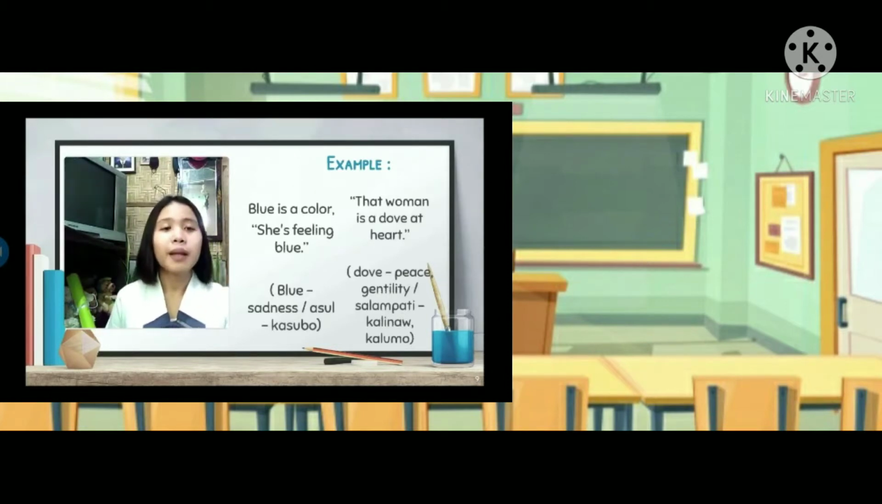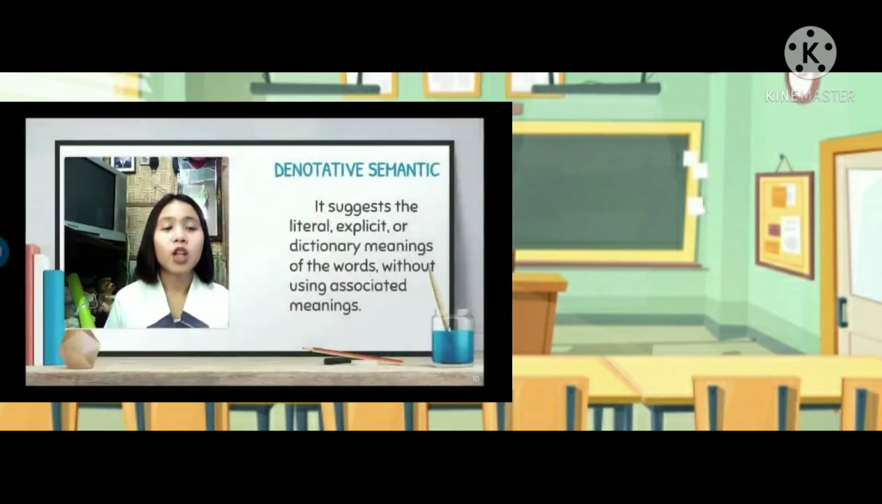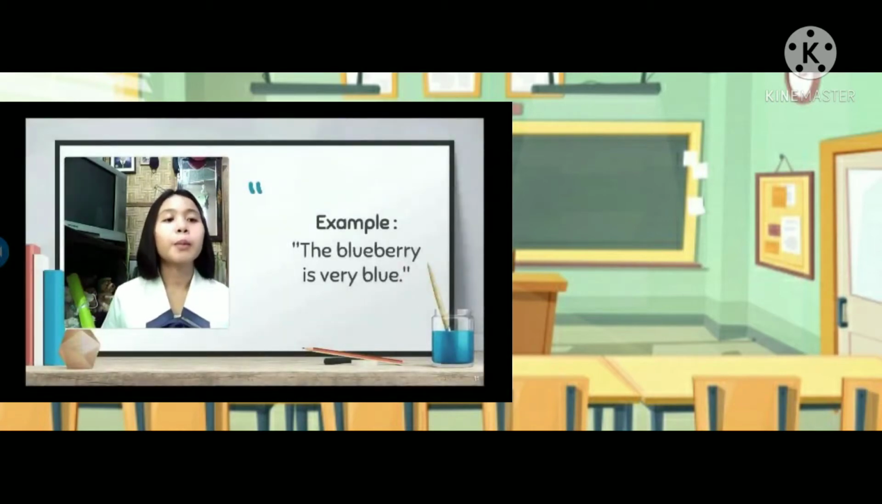Another type of semantic is the denotative semantic. Denotative semantic suggests the literal, the explicit, or the dictionary meanings of the words without using associated meanings. For example, the blueberry is very blue. In connotative semantics, blue refers to sadness. In denotative, blue refers to the color itself which is blue.